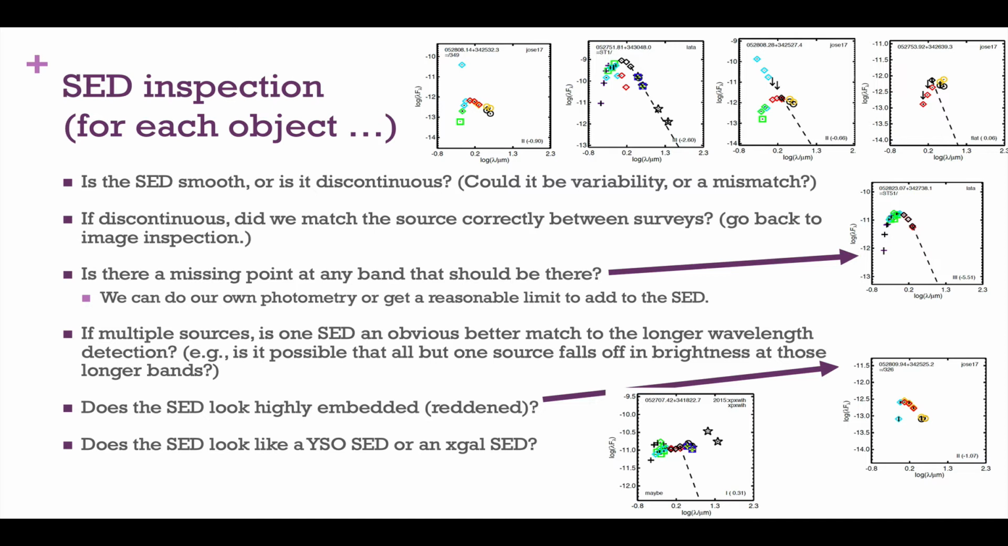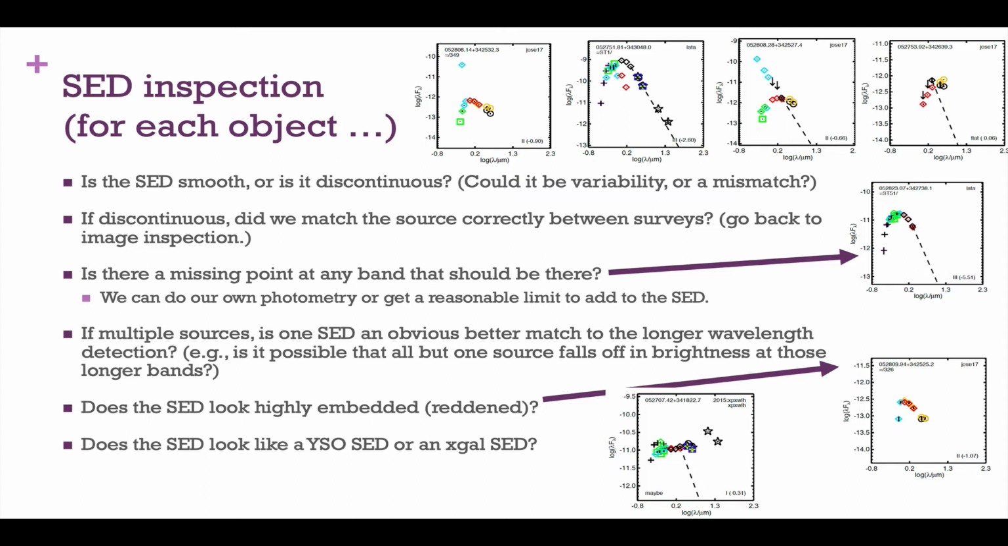If we can see the source in the IRAC images, then we should get IRAC photometry. So this one, maybe, depending on what the images say, should go on the list of things that need additional new photometry from us. It could very well be that there's multiple sources involved, and it could very well be that there's an obvious better match to the longer wavelengths from one source.